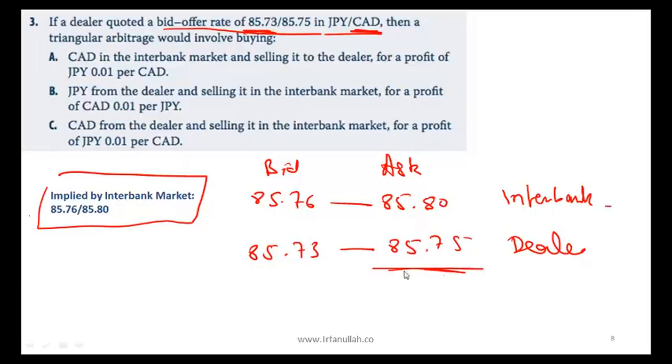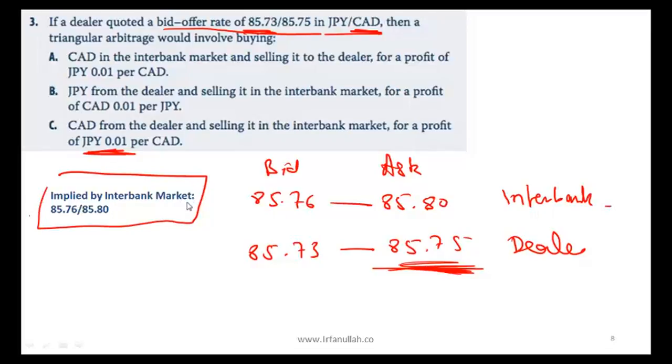So this is, you'll go to the dealer and you will buy Canadian dollars for 85.75, and then what will you do? And then you will sell it over here. So per Canadian dollar, how much money will you make? Yeah, you will make, remember the price currency is the Japanese yen. So per dollar, you will make 1/100th of a yen, which is not a whole lot, but you can multiply that by 10 billion and have a big number. So this is your basic arbitrage.